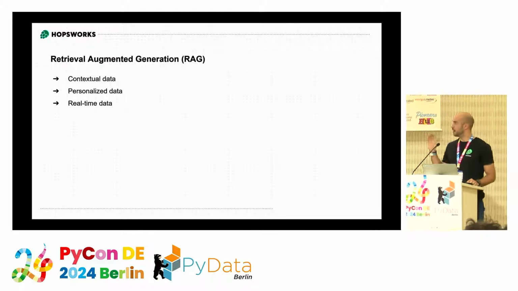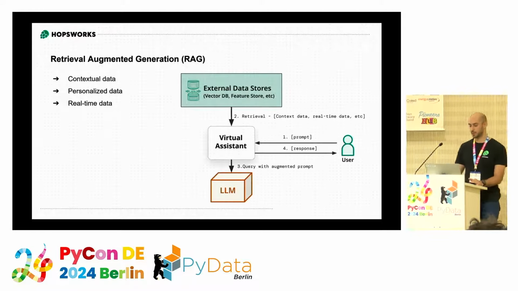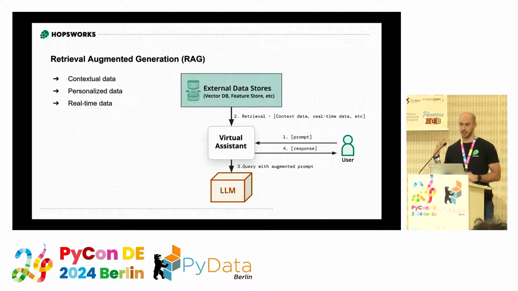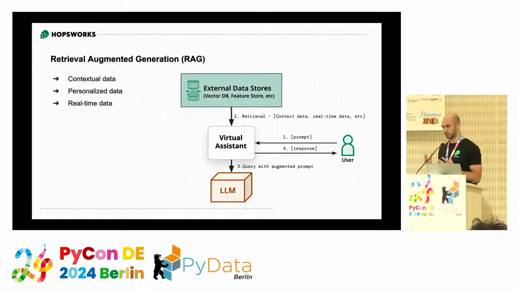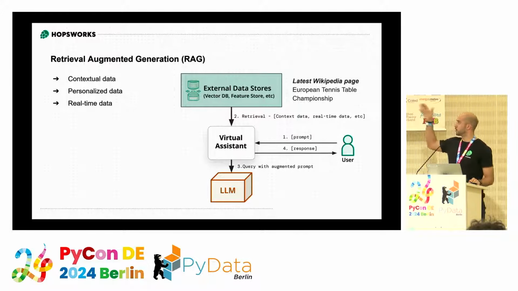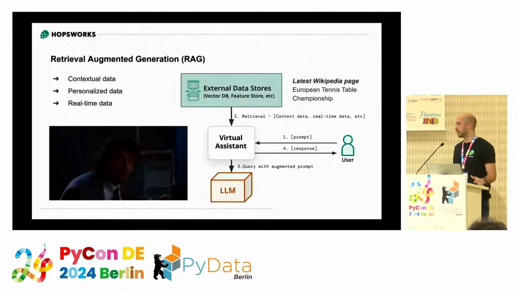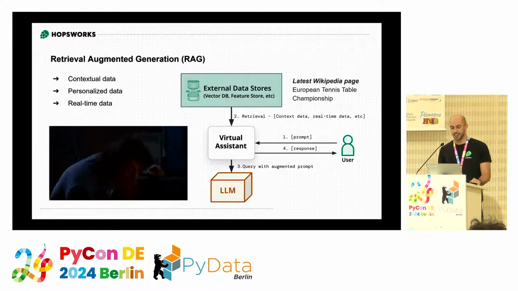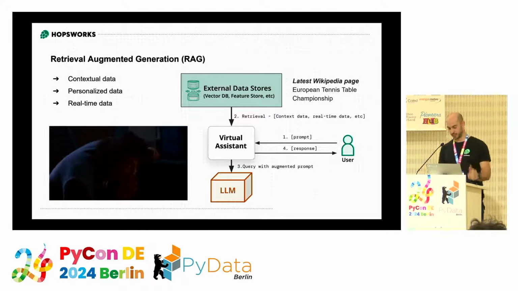There is a technique called retrieval augmented generation, which consists of retrieving information from external data sources and augmenting the prompt that you send to the LLM, so the LLM knows more information. You can provide contextual data, personalized data, or real-time data as well. For example, in this case, we will retrieve the latest version of the Wikipedia page of the European Table Tennis Championship and provide it to the LLM, so it knows that it was actually Sweden and Germany that won the championship. It's more or less like whispering the new information to the LLM, information that was not included in the dataset when it was trained.